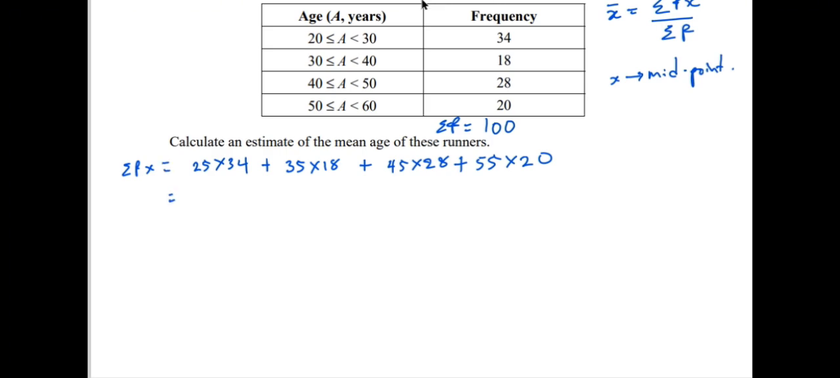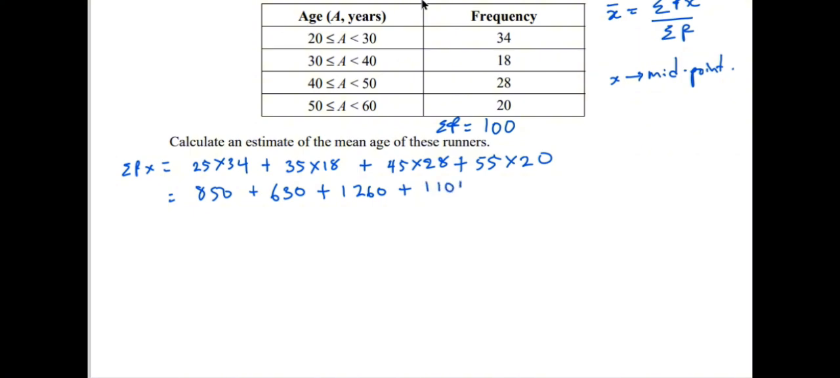So the first one, 25 times 34, will give us 850, plus 35 times 18. That will give us 630, plus 45 times 28. That will give us 1260, plus 55 times 20. That will give us 1100.